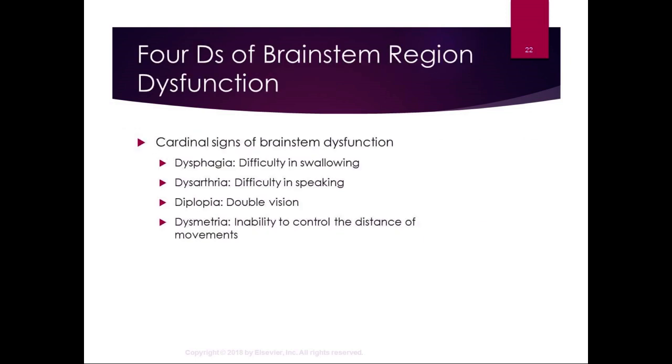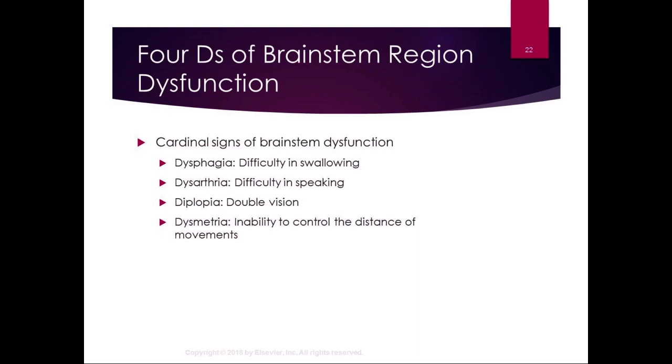The 4 Ds of brainstem region dysfunction, these are cardinal signs of brainstem dysfunction. If you have these signs together, that could indicate a brainstem issue. So dysphagia, which is difficulty in swallowing, that makes sense, right? Because a lot of the motor nerves involved in swallowing are the cranial nerves, and they come out from the brainstem. Dysarthria is difficulty in speaking.